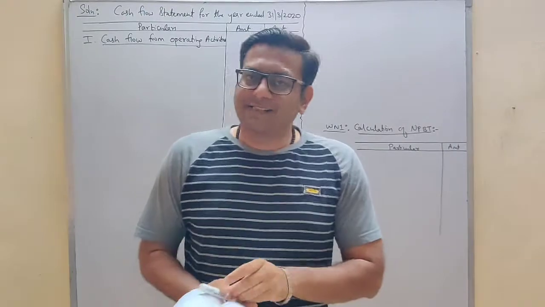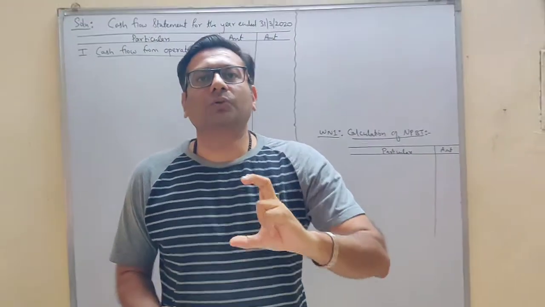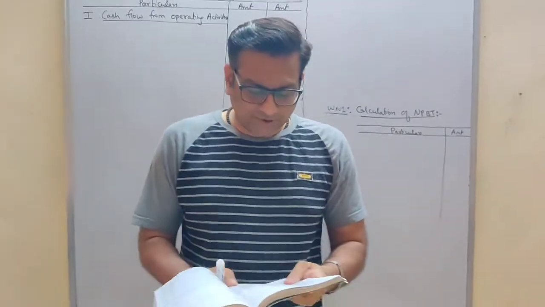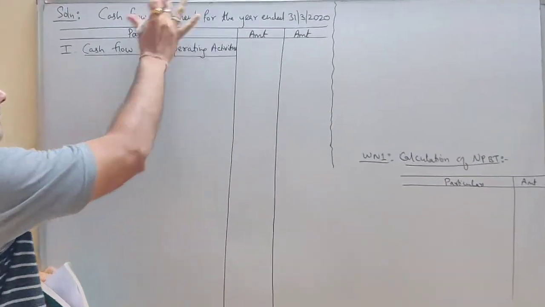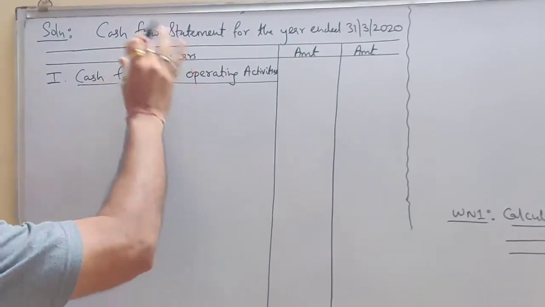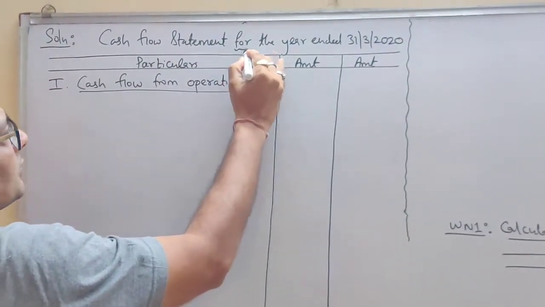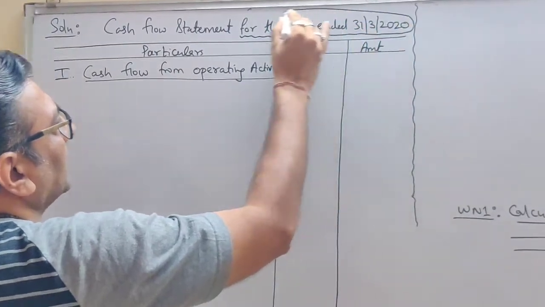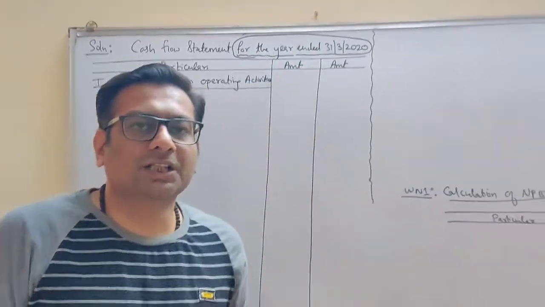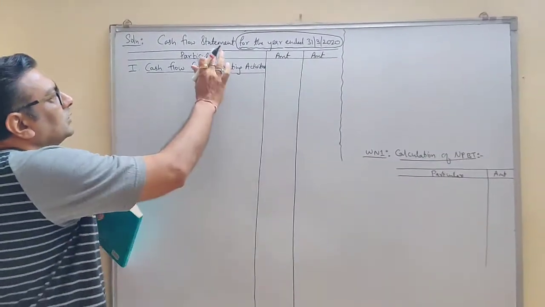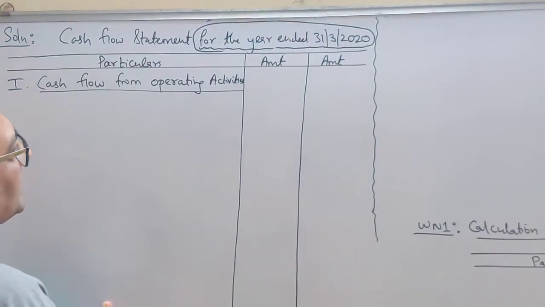Now in the question, as I said, they have given you a balance sheet and below the balance sheet they have given you a note to account. When you make a complete cash flow statement, the entire sum, remember the title must be complete. Don't write only cash flow statement. You have to also write "for the year ended" and also the date, 31st March 2020. So don't write only cash flow statement, write it in full. This is one important thing.